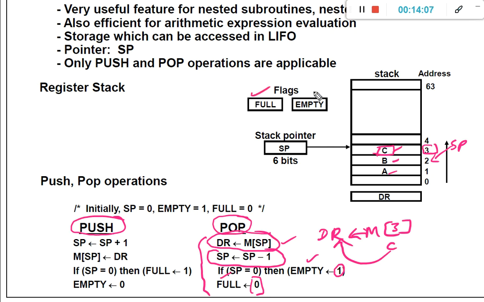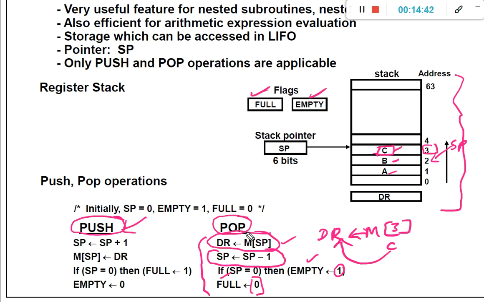Okay, why are we using full as well as empty? Because the size of the stack is limited. It is not unlimited. That's why there must be some stopping condition. If you keep on pushing the elements, because only 64 locations are available, you can accommodate only 64 locations. After 64 locations, the stack is full, you cannot accommodate. So that's why you need to have a checking flag full.